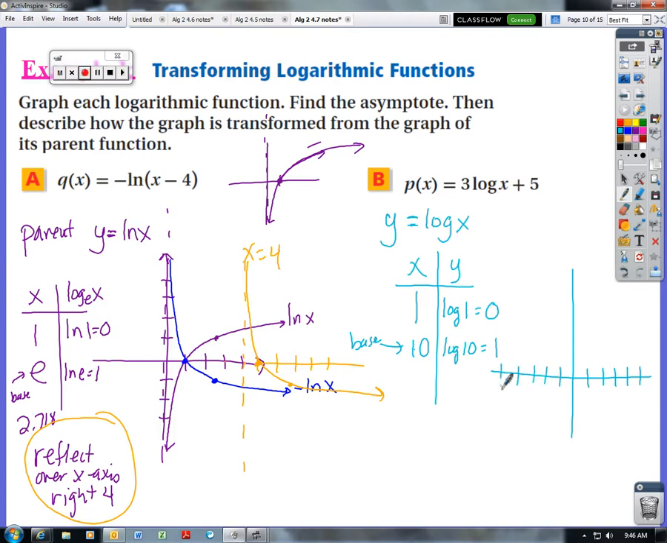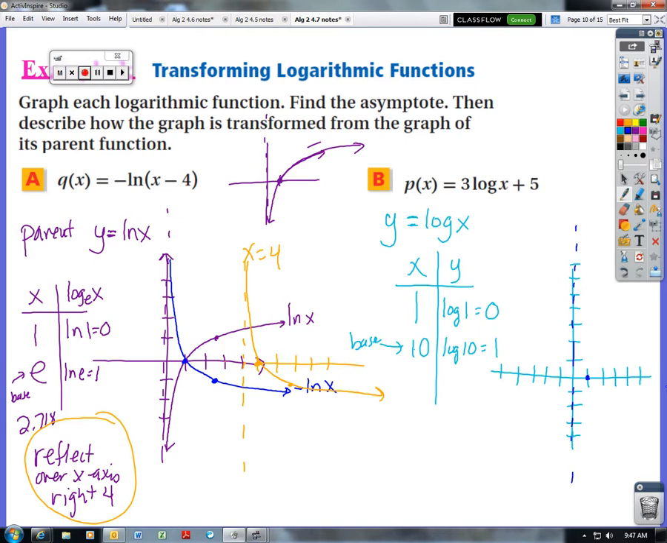I know the shape of a logarithm, and you should too. Make that your goal, to know what these look like. So just the basic logarithm has this as its asymptote. I'm going to plot the point (1, 0), and the point (10, 1). Darn, it's way over there. Shoot.